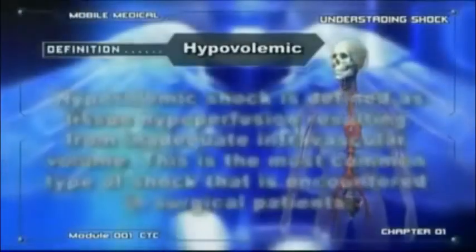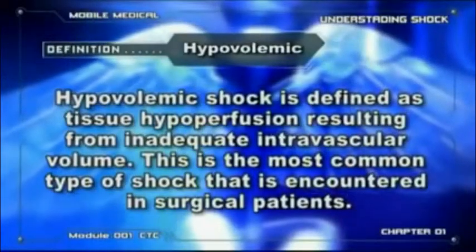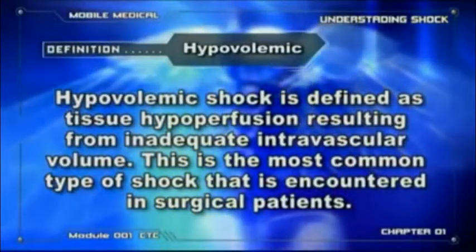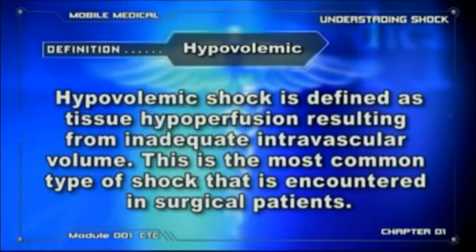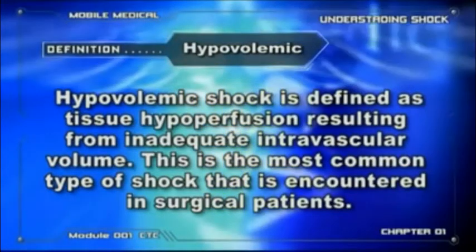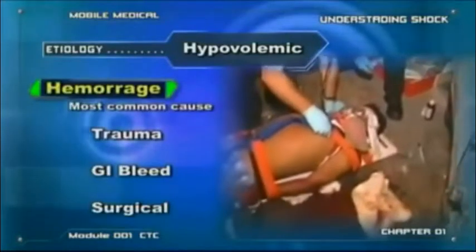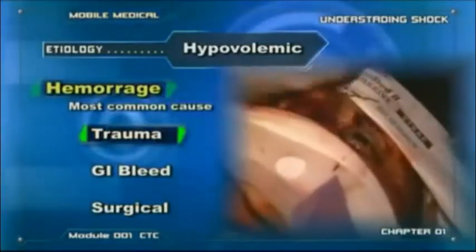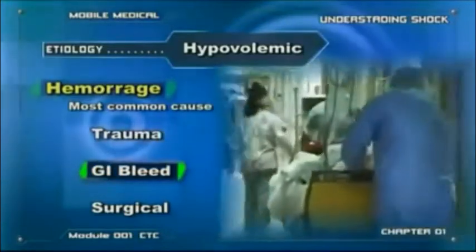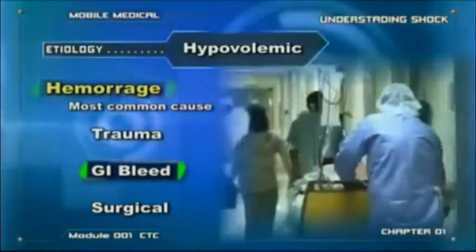Hypovolemic shock. Hypovolemic shock is defined as tissue hypoperfusion resulting from inadequate intravascular volume. This is the most common type of shock that is encountered in surgical patients. The most common cause of hypovolemic shock is hemorrhage. Hemorrhage can occur post-operatively or after a trauma. Not uncommonly, patients with a GI bleed can present with significant blood loss as well.